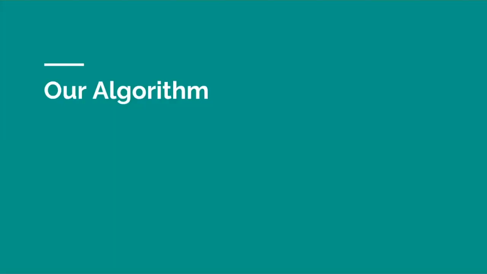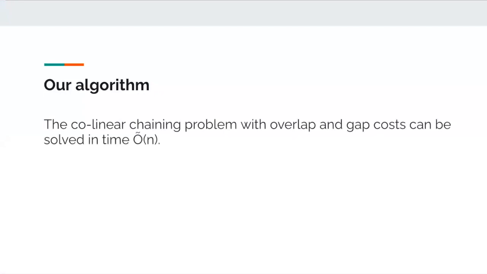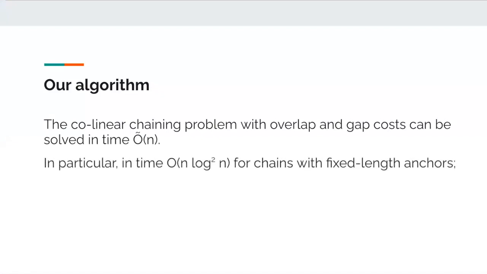Now, let's look at what we were able to do using this cost function. We can provide an algorithm that solves the collinear chaining problem with overlapping and gap costs in time big O tilde n. Here, this big O tilde n hides polylogarithmic factors. And here are some special cases where we can actually give the logarithmic factors.